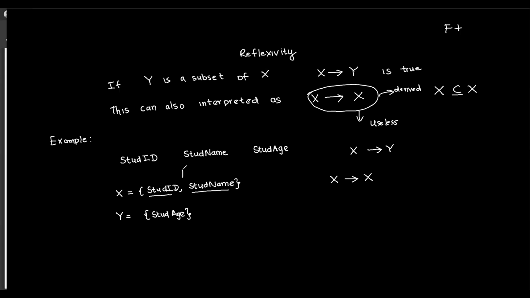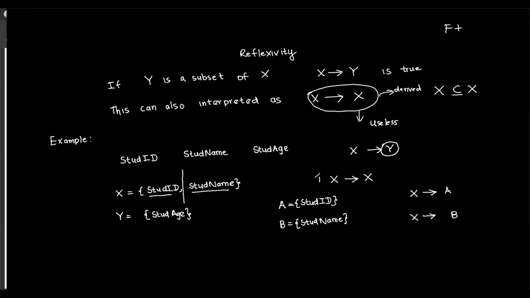Now I am going to break this into two. A is equal to stud ID, and B is equal to stud name. Now I can say x functionally determines A and x functionally determines B. I'm not talking about y. That's a different story. I'm just talking about the reflexivity applications.